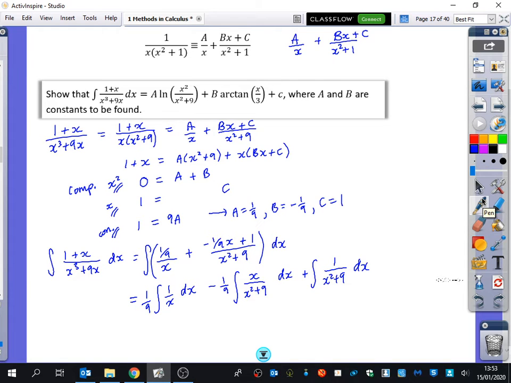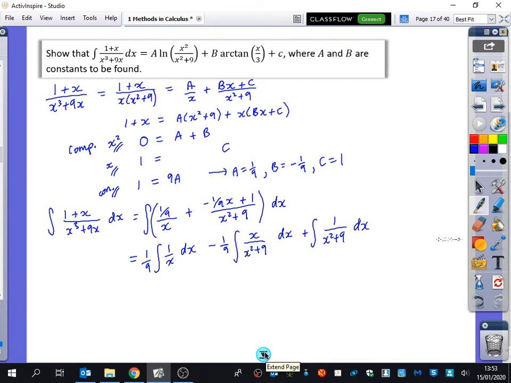Yeah, the only reason I've written them separately here is because it's so complicated looking, it slows us down a bit, and it makes sure that we do put all the right numbers in all the right places. So I get a ninth ln x, no plus c required yet.